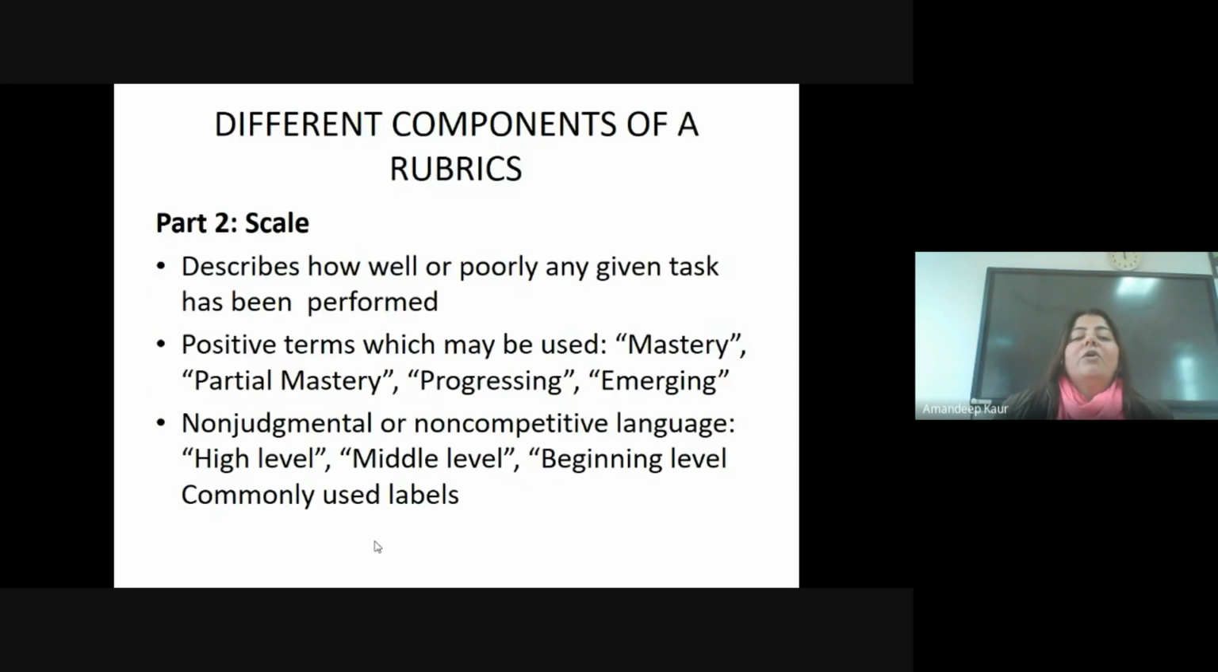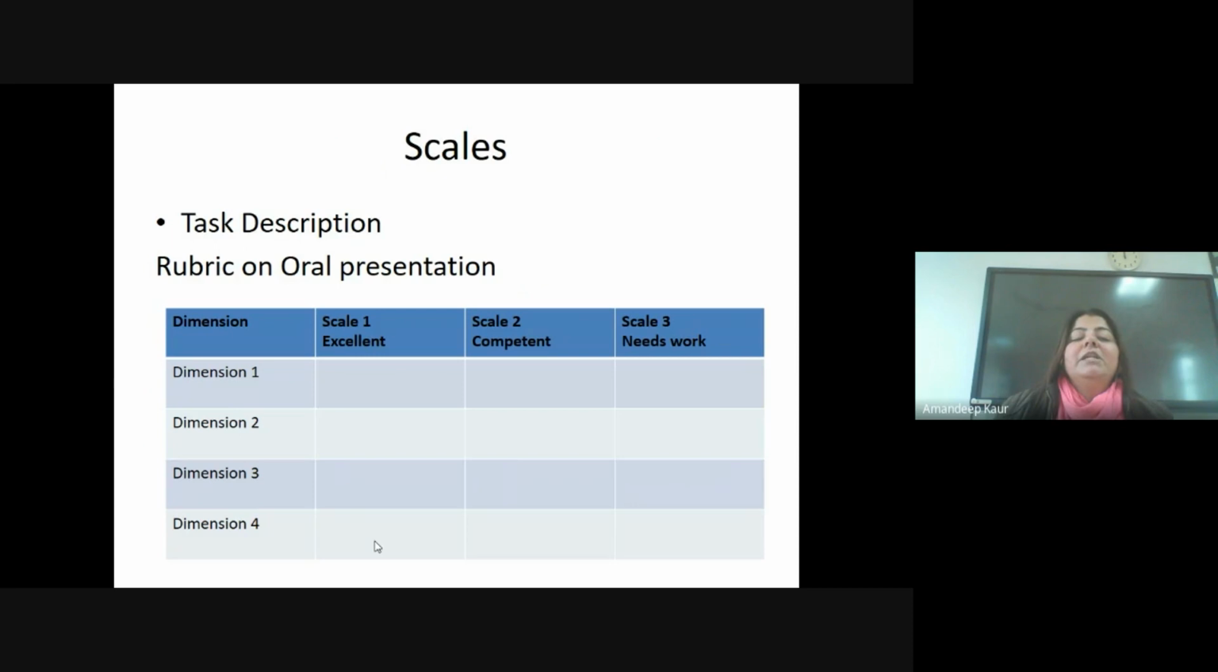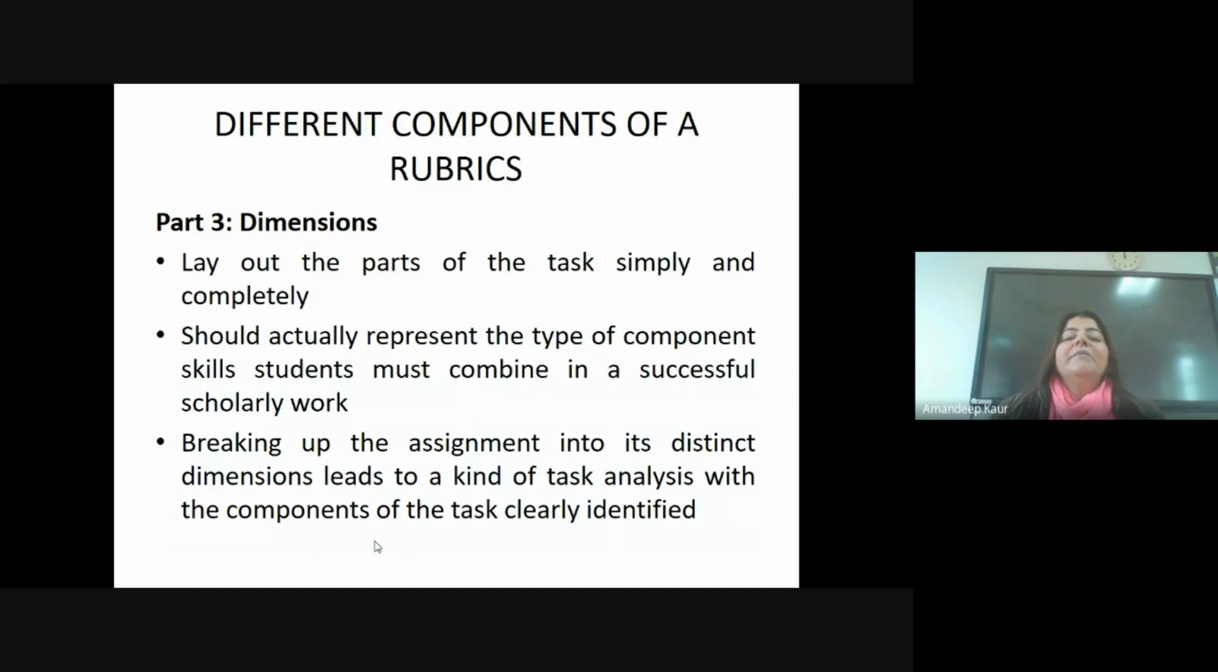For a rubric for an oral presentation, there may be a number of different dimensions. First, we need to design them, and then as per the level of the students available with us, we need to define the scales of that particular rubric sheet. The third element is the dimension of the rubric sheet.